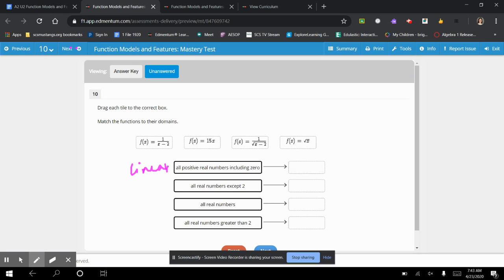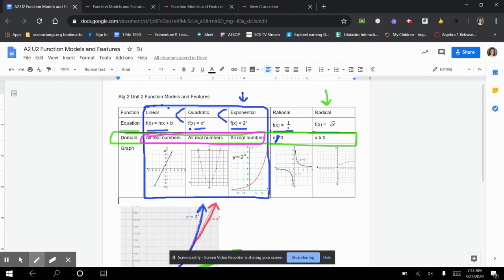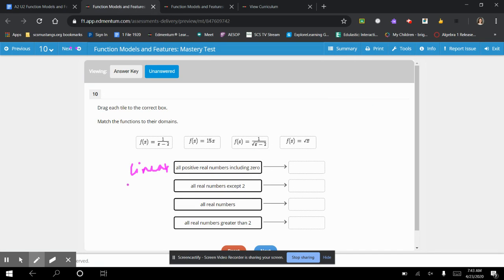So all real numbers except 2. So going back and looking at our graph, we're looking for all real numbers except a certain number. Well, those are our rational type functions. So looking at these problems, for this one, you're going to want to find your rational function and match it up to that.